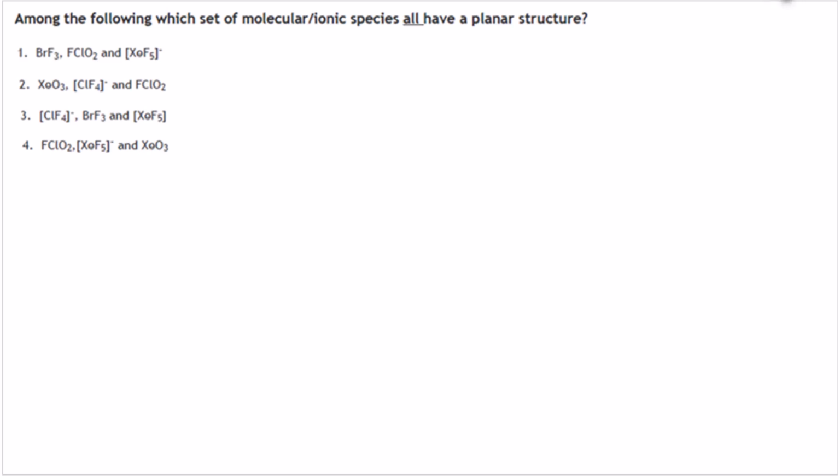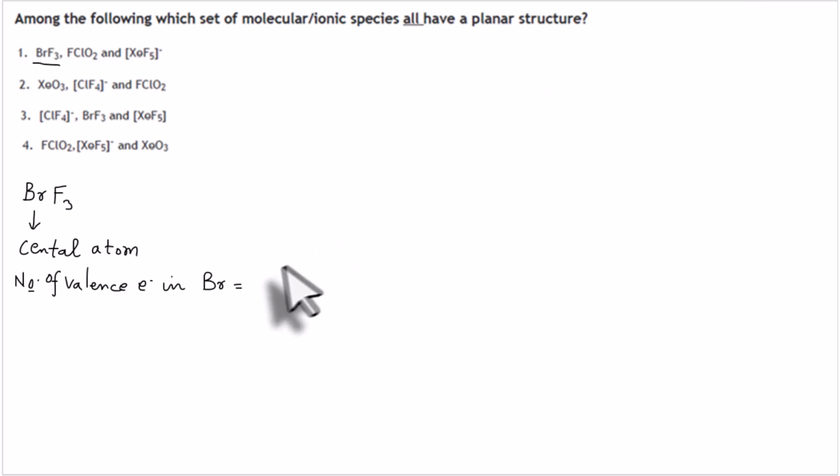So first we have BrF3. I hope the font and the question is quite clear because I have copied and pasted it from the question paper itself. I hope you can see it. So first one is BrF3. Now VSEPR theory says, first of all, we have to identify the central atom, and then we have to get the number of valence electrons in the central atom. So bromine belonging to the halogen group will have 7 valence electrons.